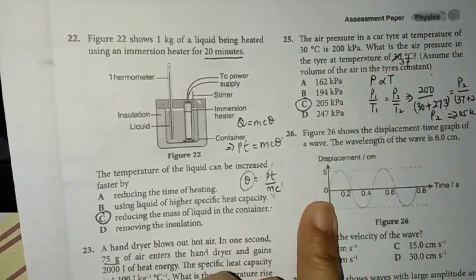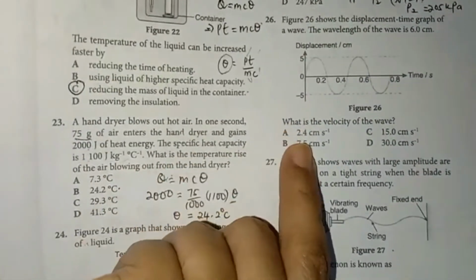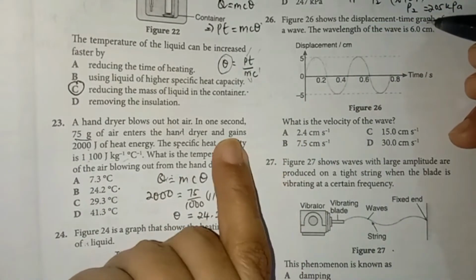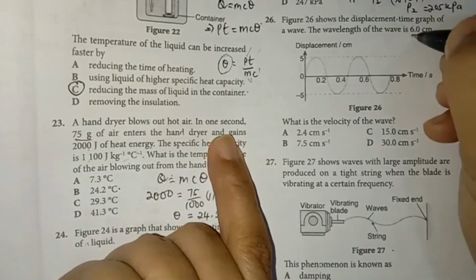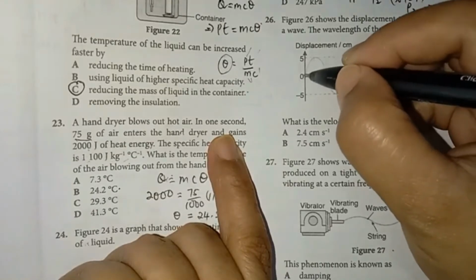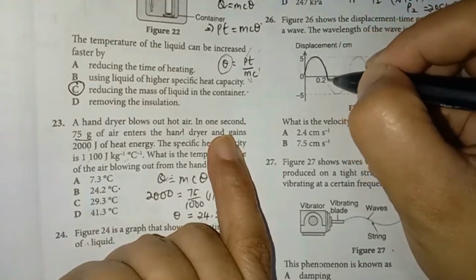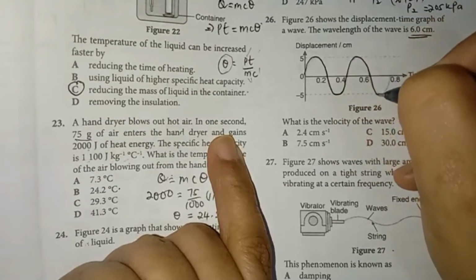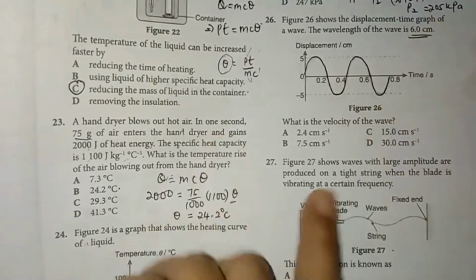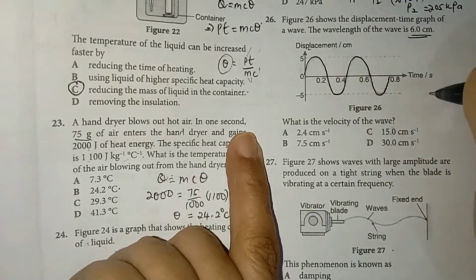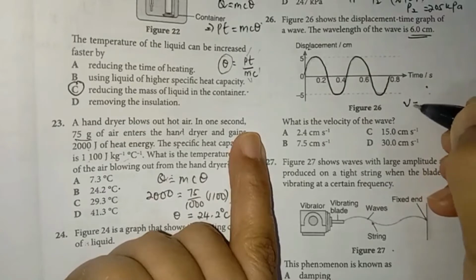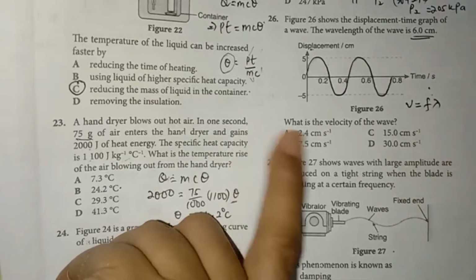C. So number 26, the displacement-time graph of a wave. The wavelength is 6 centimeters. So this is the wave. Okay, this is the s-t graph for the wave. So we want to find the velocity of the wave. We have v equals f lambda.